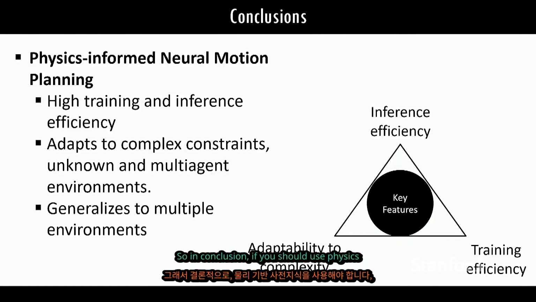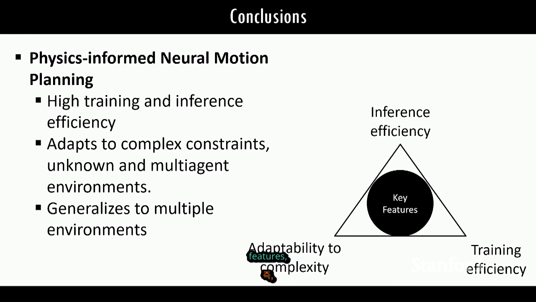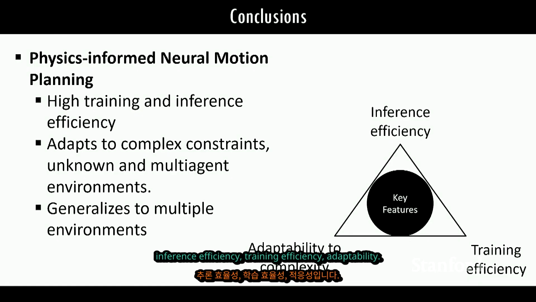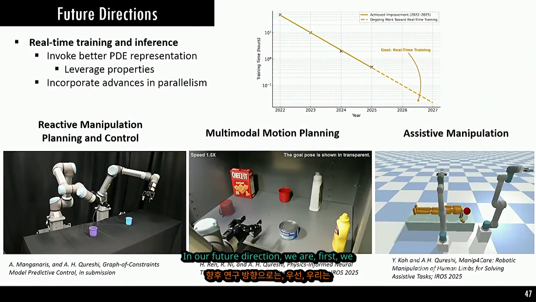So in conclusion, you should use physics priors because they give you all three features: inference efficiency, training efficiency, and adaptability. In our future direction, we want to improve our training efficiency. Our current models take about 5 minutes. I want to achieve real-time training, so that this neural network will be a plug-and-play model.